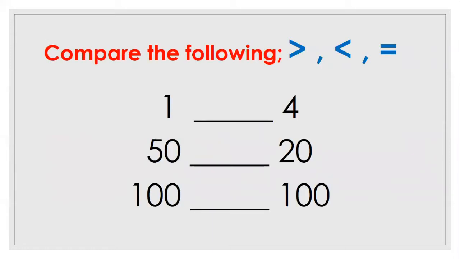Next, let's compare the following. Kapag nagko-compare tayo, gumagamit tayo ng mga symbol na greater than, less than, and also equal. So, 1 is blank than 4. Our answer here is 1 is less than 4. Next is 50 is blank than 20. 50 is greater than 20. 100 is blank than 100. So, this is equal. Okay?